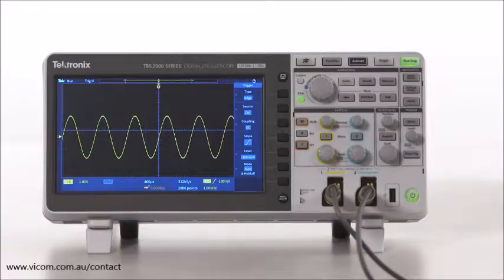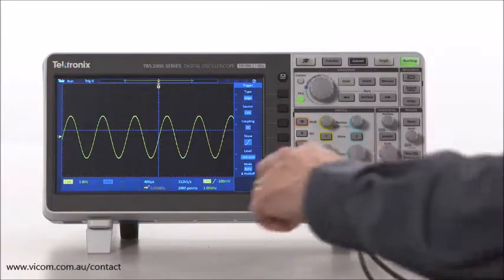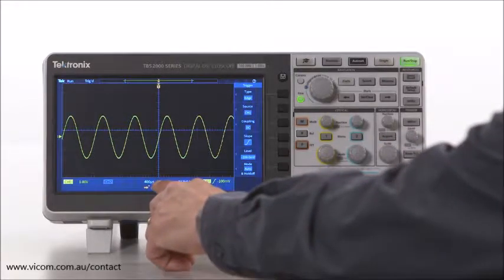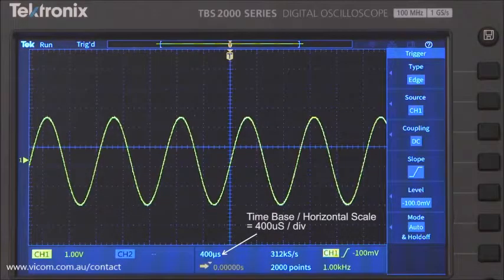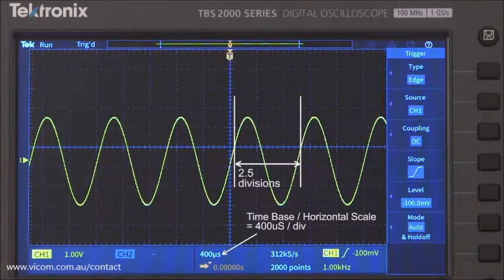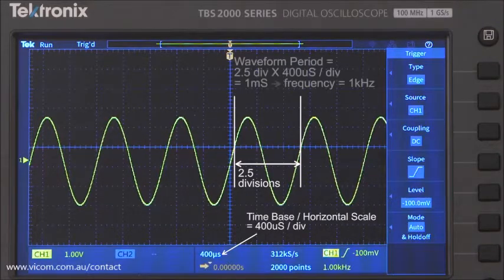In a similar way, you can measure time by counting the number of horizontal divisions and then multiplying by the horizontal scale setting. Let's do this to find the period of this signal. One cycle of the waveform takes up 2.5 horizontal divisions. You can see that the horizontal scale is set to 400 microseconds per division. So, the period is 2.5 divisions multiplied by 400 microseconds per division.